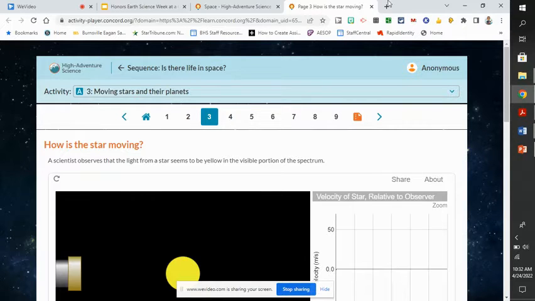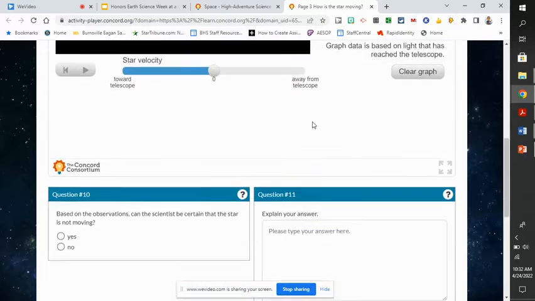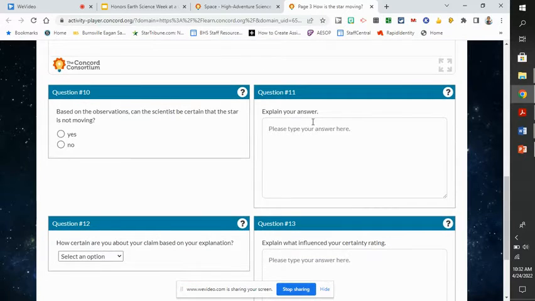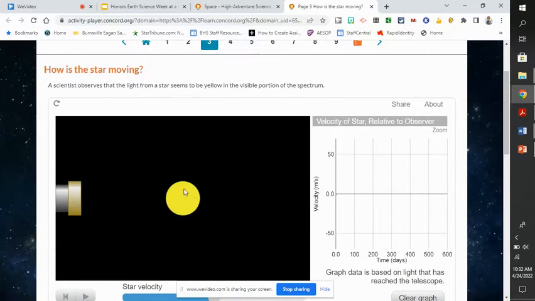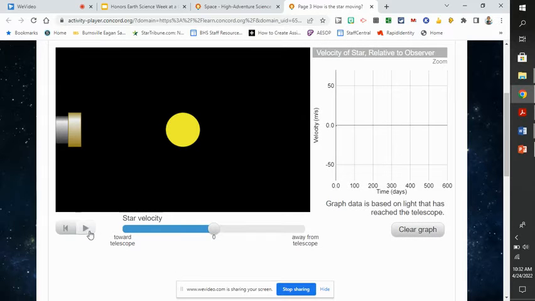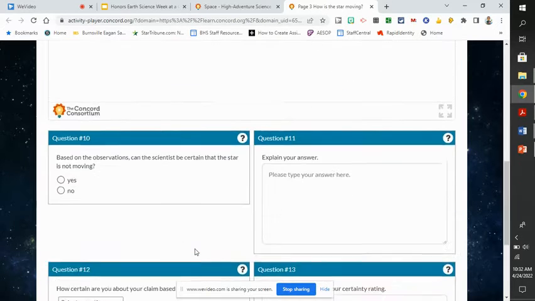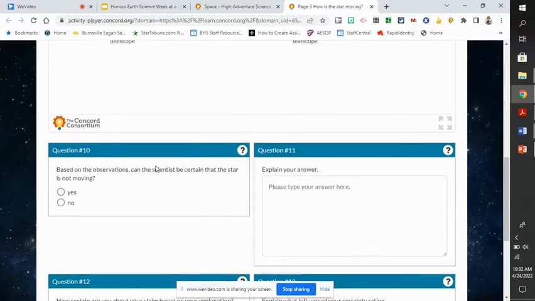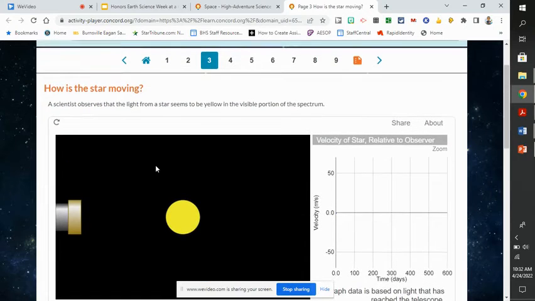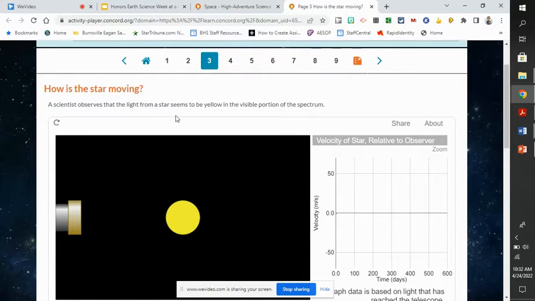Page 3 talks about how the star is moving, and we did take some time to finish this the other day, so hopefully you're done with this part as well. It has you take a look at how the star's spectrum changes as it moves toward and away from an observer. The question is, can the scientists be certain that their star is not moving? That was if the scientists observed that the light from a star seems to be yellow in the visible portion of the spectrum. So can they be sure that it's not moving?